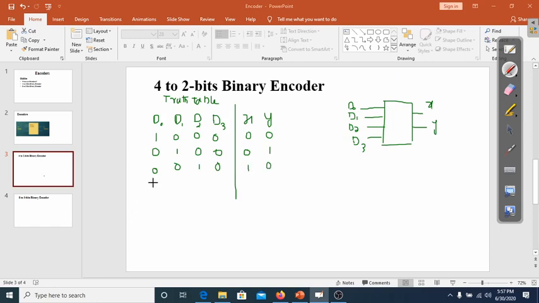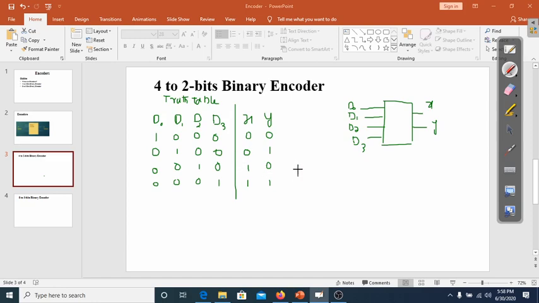And finally, when all the inputs are active low except d3, in this case I will assign x is equal to 1 and y is equal to 1. So by two binary bits, I can assign the binary code to these data lines. So I can construct a digital circuit by using OR gates.